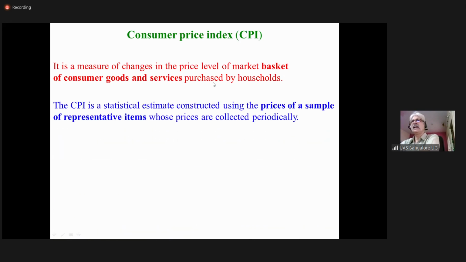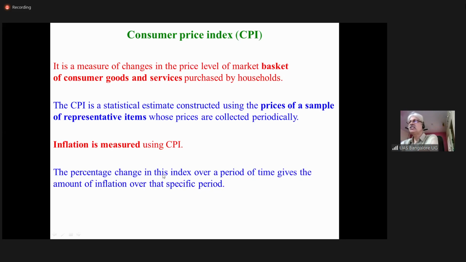The CPI, Consumer Price Index, is a statistical estimate worked out using the prices of a sample of representative items, whose prices are collected periodically, every week or fortnightly, sometimes daily. Inflation is measured using CPI.